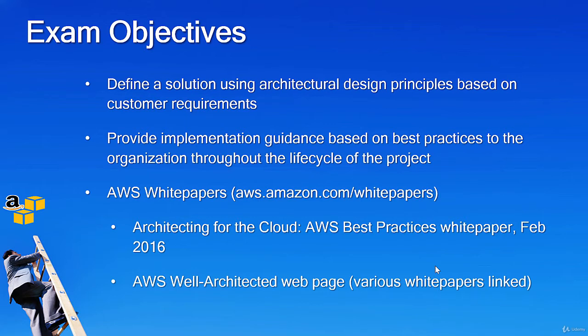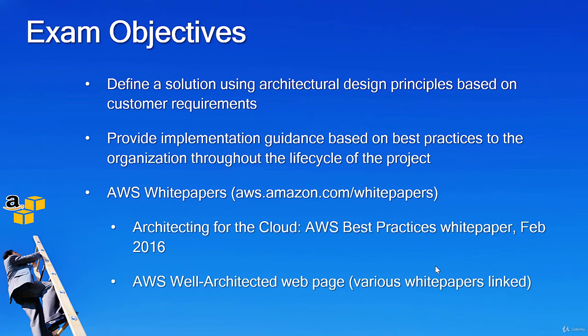But to implement the immutable infrastructure, you should know how to take advantage of attributes that are specific to AWS Cloud, like AMIs and CloudFormation automation. You may be thinking, how do I know all this stuff? Some of the resources that you can use to gain the knowledge are white papers. As per the exam guide, you should review Architecting for the Cloud white paper and AWS well-architected web page, which contains collection of multiple white papers.